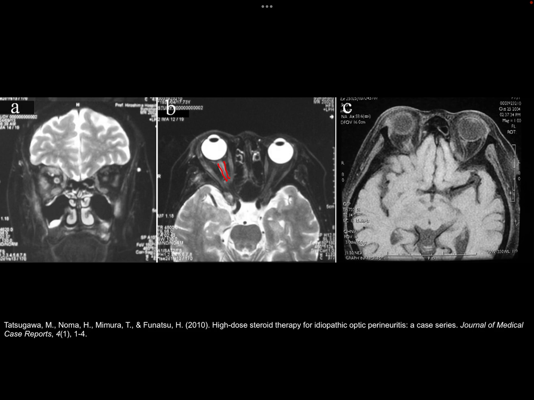So the bottom line is that you need to be aware of this differential, this clinical entity that might accompany a patient with diminution of vision, and if you see this sign, it is likely not multiple sclerosis, and you need to explore the other inflammatory possibilities besides MS.